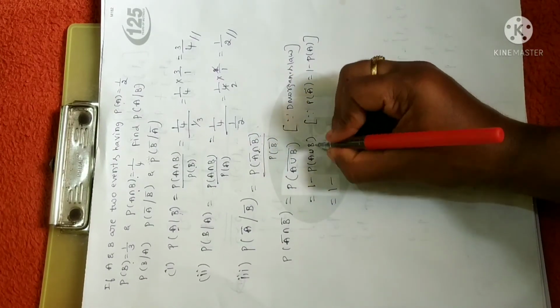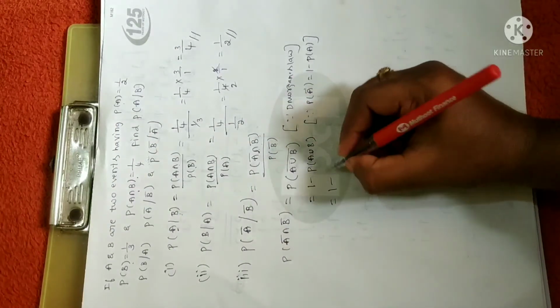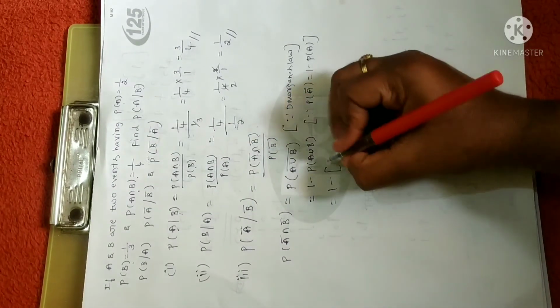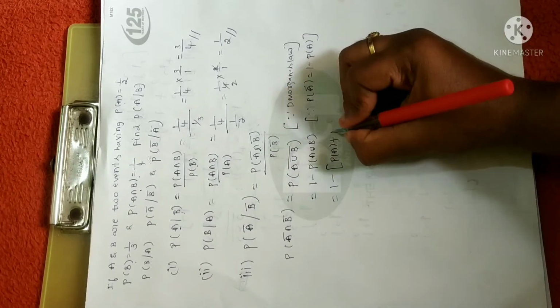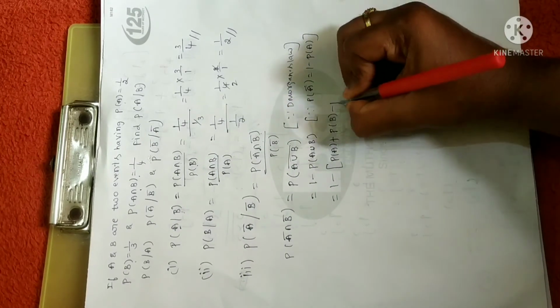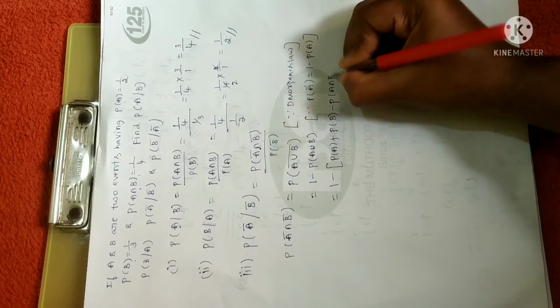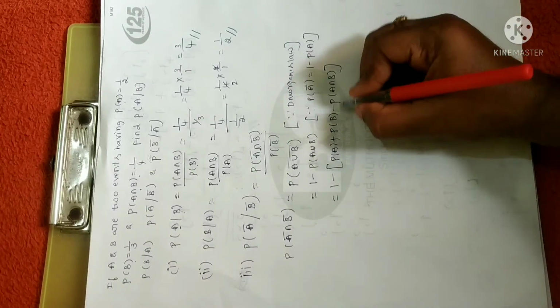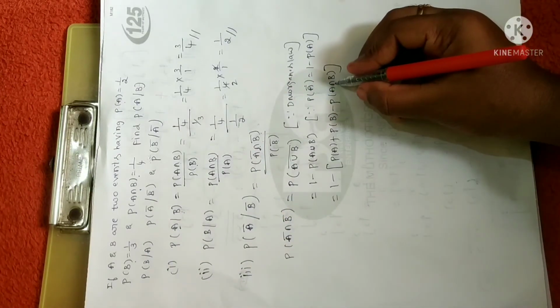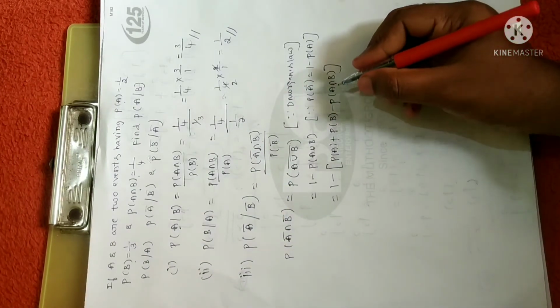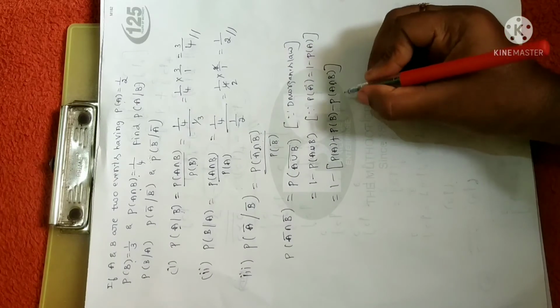Again let me apply. Why? Because union is also not given in the problem, so we have to convert this. P of A union B is P of A plus P of B minus P of A intersection B. I think it is the fifth property. Go through the formula list, I have given this. It is there in the beginning session of our probability notes. You just go through that.